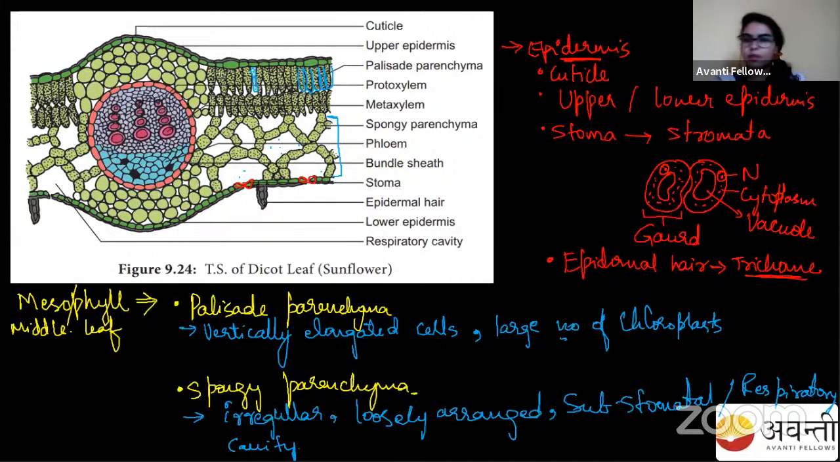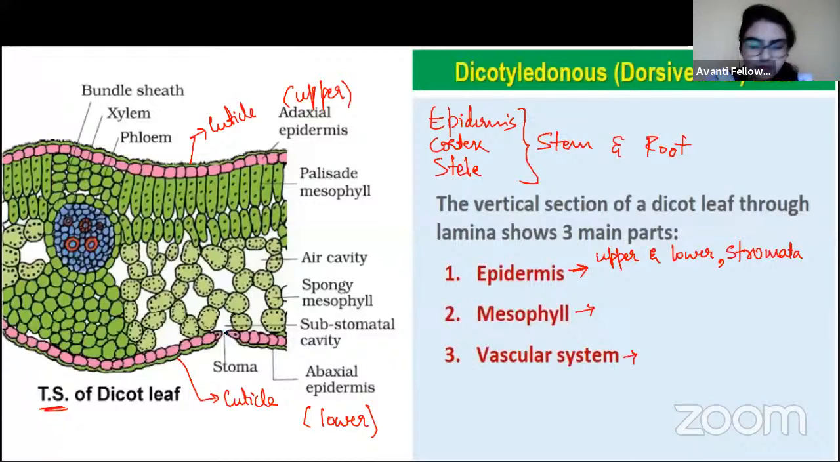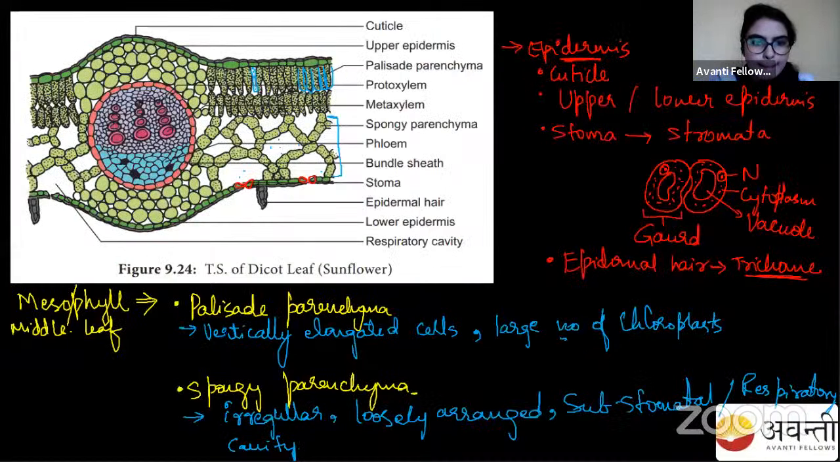Now we have to talk about the vascular system. So now we are going to talk about the vascular system. Look at the diagram once here. You understand the diagram. So you guys are going to tell me the vascular system of this. What kind of vascular system does it have? Just look at the diagram, guys.